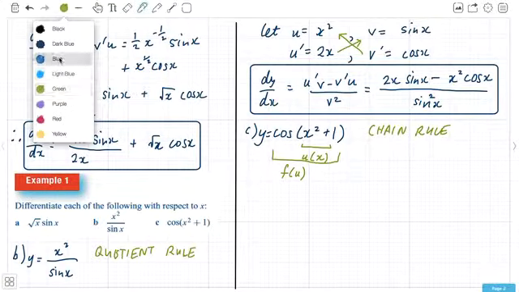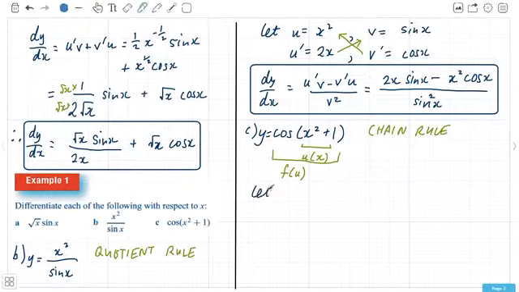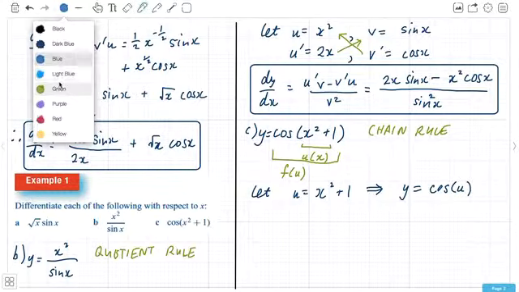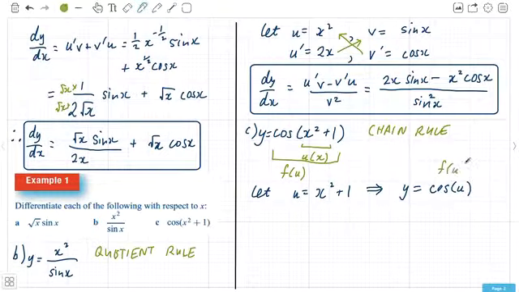So what we're going to do is let u equal the bit inside the bracket. Generally u is always the bit inside the bracket, or inside the square root, or inside the exponential when you're doing chain rule. What that means is we can rewrite y as y equals cosine of u. You see what I've done is I've just replaced this with u. So y is now a function of u, and u is a function of x.